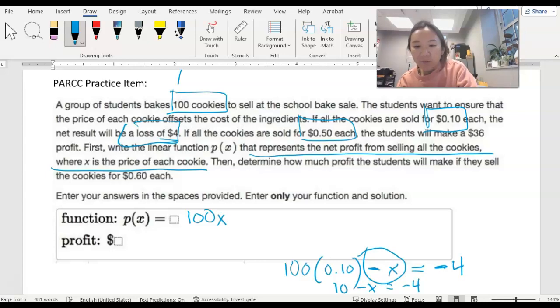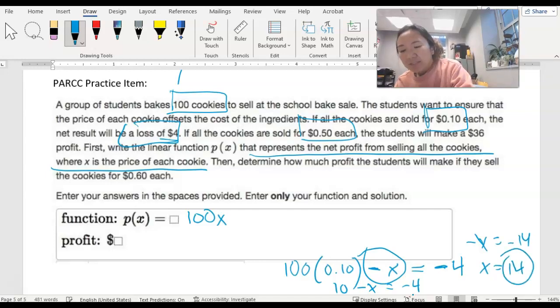And so now I can add 4 to both sides, or I can subtract 10. It doesn't really matter, but I'll get negative x equals negative 14. Divide both by a negative 1 to get x equals 14. This tells me that 14 is the cost of making the cookies. So my total profit will be 100x minus $14 because that's how much it cost me to make the cookies.